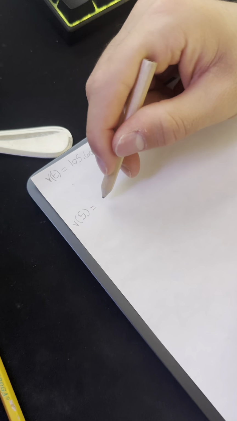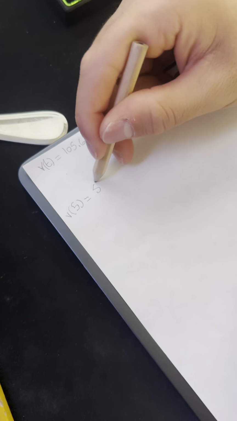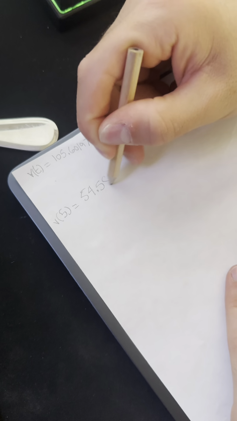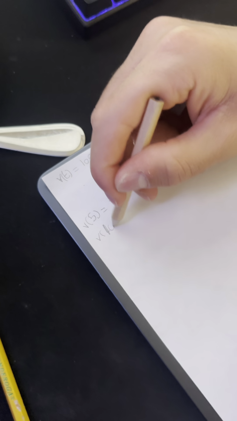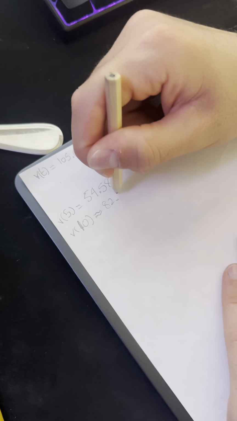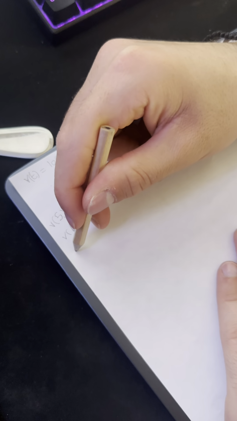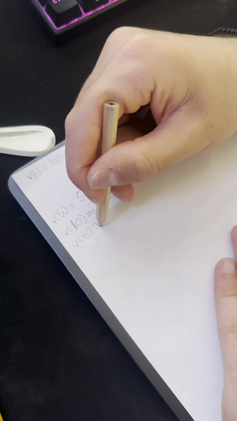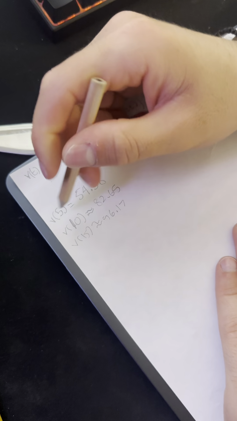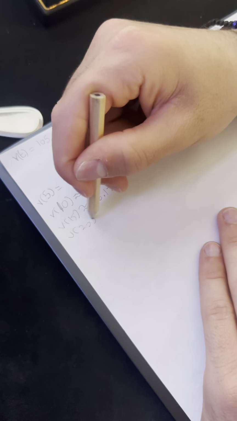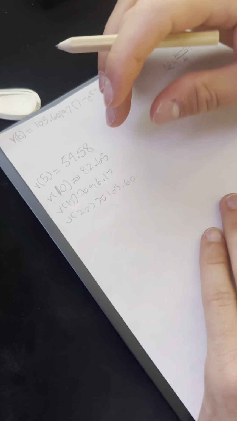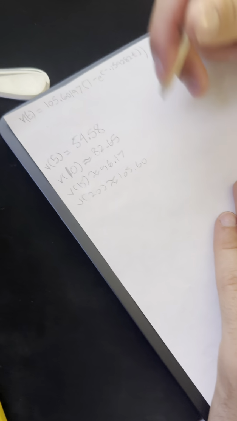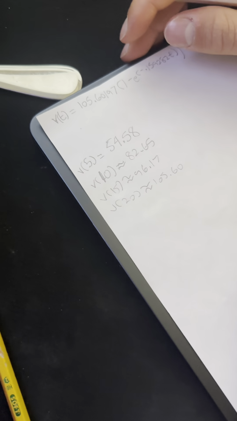Okay, so we've done the calculations. V of 5 will come out to around 54.58. We have 10, we've done all the calculations, it comes out to 182.65. We have 15 around 96.17. We have 20 around 105.60. So now what we're going to do is add all these together and then multiply by delta t.